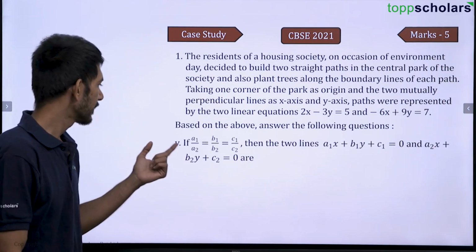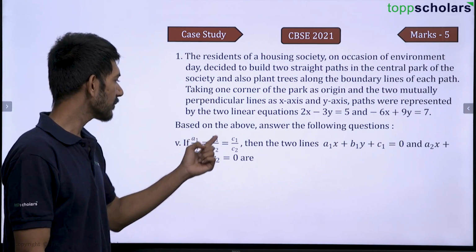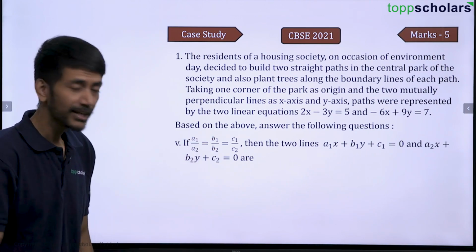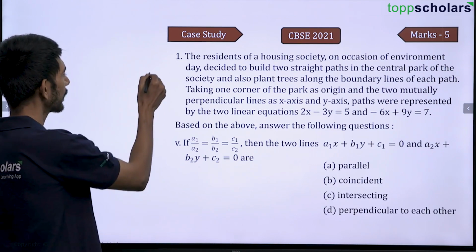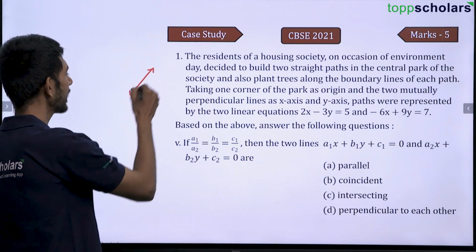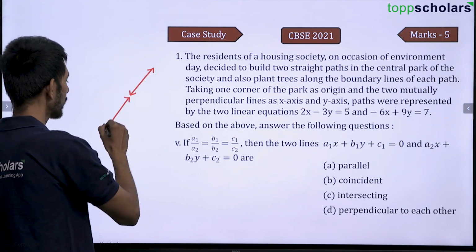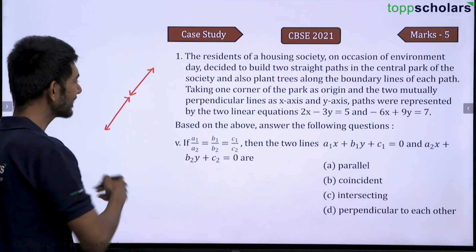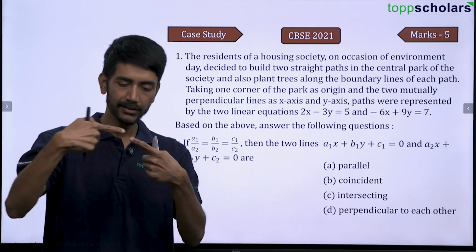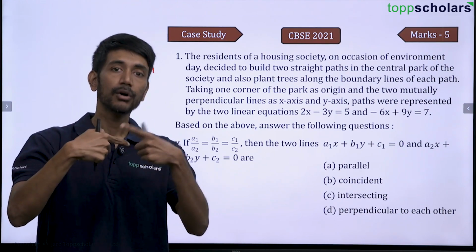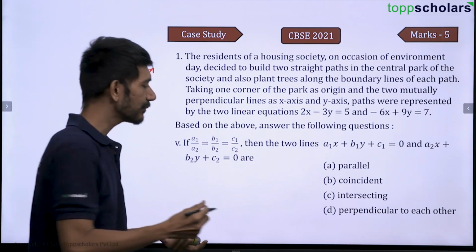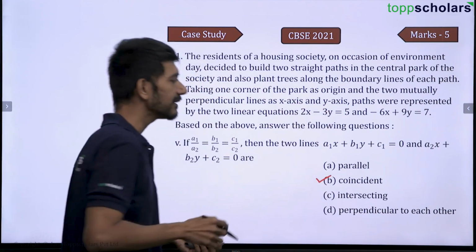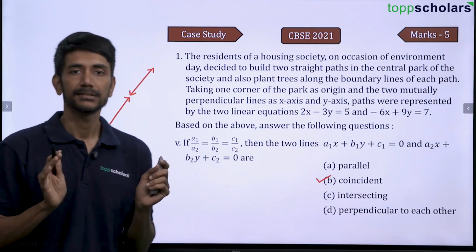Okay. Now if a1 by a2 is equal to b1 by b2 is equal to c1 by c2, all three ratios are equal, then the lines are what? This is the question. If all three ratios are equal, that means the two lines are what? Can I say they are coincident lines? That means they intersect each other in all the points, or you can say overlapping. Overlapping and coincident, it is one and the same thing. So we will say that the lines are coincident lines.